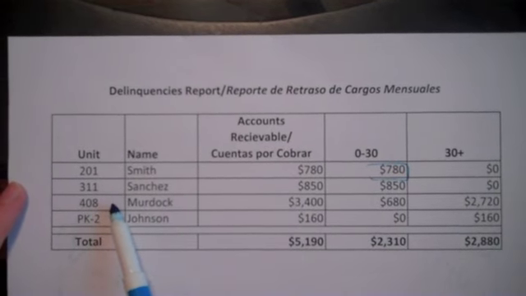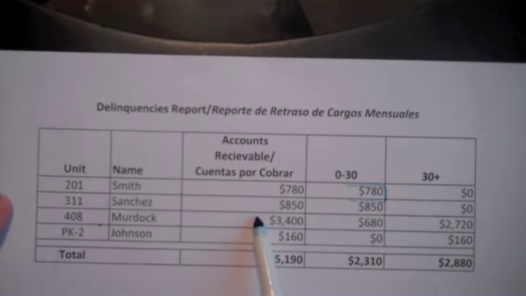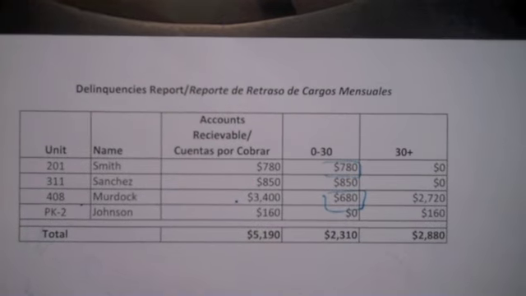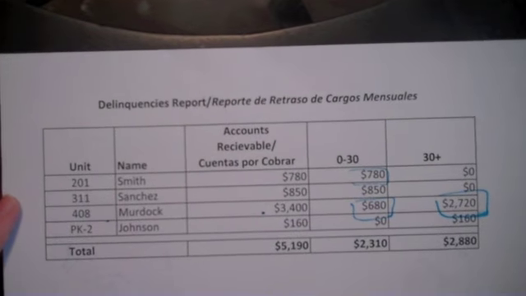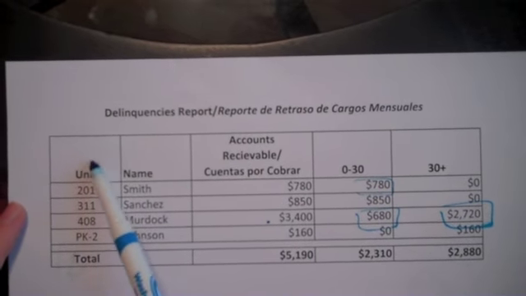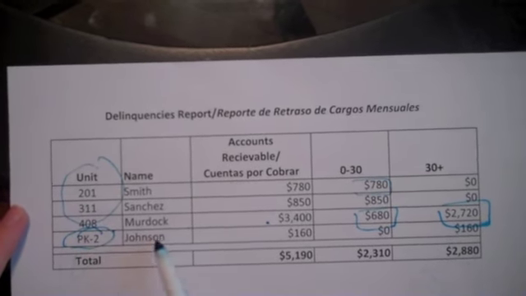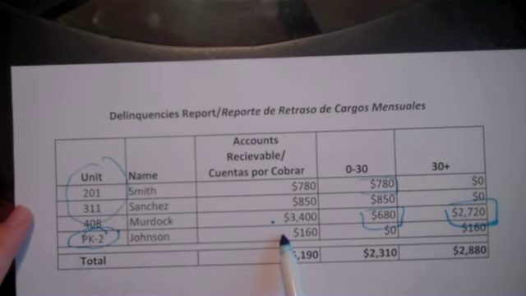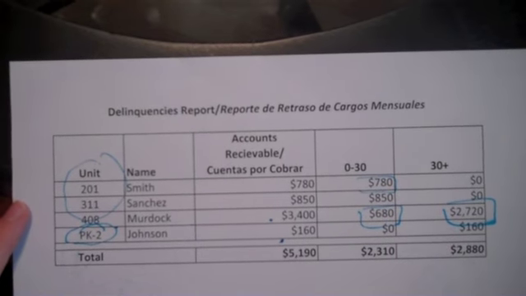However, in Unit 408, Mr. and Mrs. Murdoch owes $3,400. This includes last month and previous months. People can owe for carrying charges for their unit, like these three, or this one here, the cooperative has parking that they rent out. Johnson owes $160, not the past month, but from a previous month.